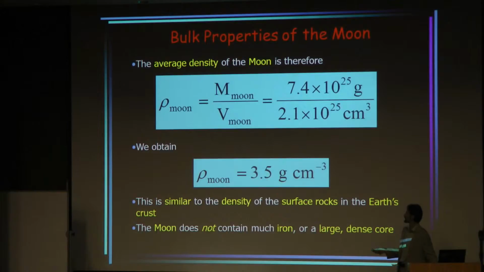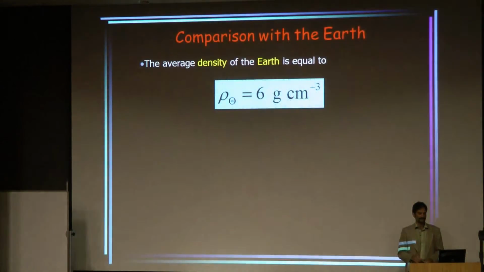This number actually is quite similar to the density of surface rocks on the Earth. So one could reasonably surmise that the moon is pretty much made of material that's kind of similar to surface rocks on the Earth. That turns out to basically be true. Not much iron on the moon or inside the moon, not much of an iron core. Because if the moon did have a substantial iron core like the Earth, that would push its density up to the Earth-like range of 6 grams per cubic centimeter. We don't see that high density, so there can't be much iron, and therefore not a dense iron core.